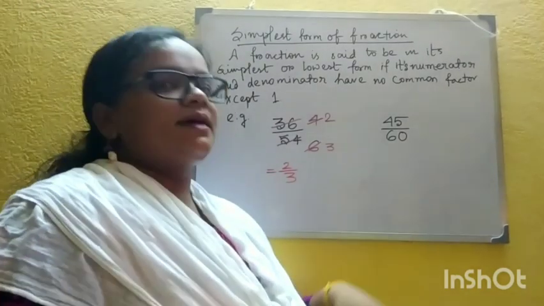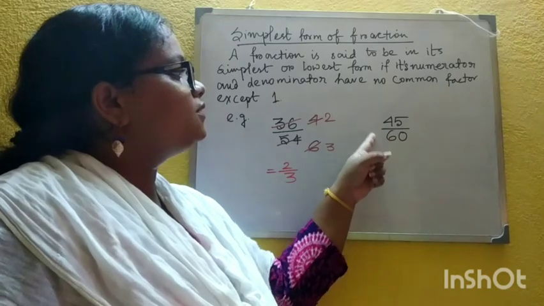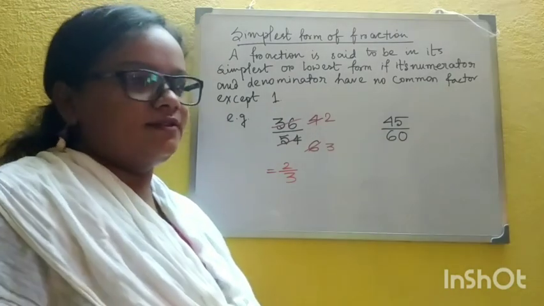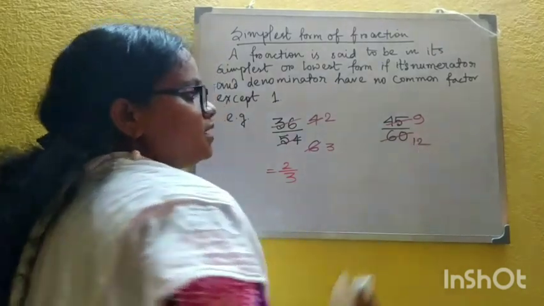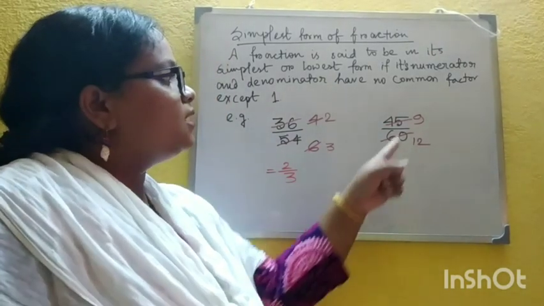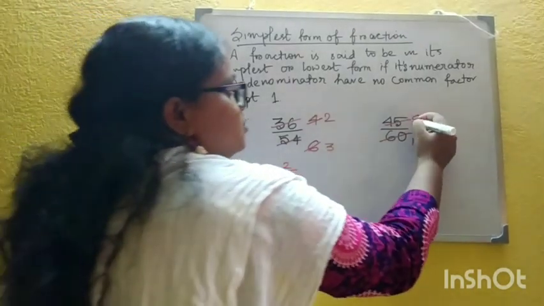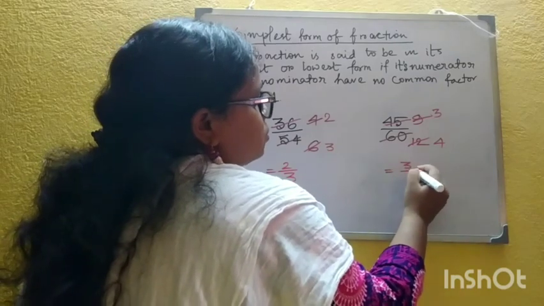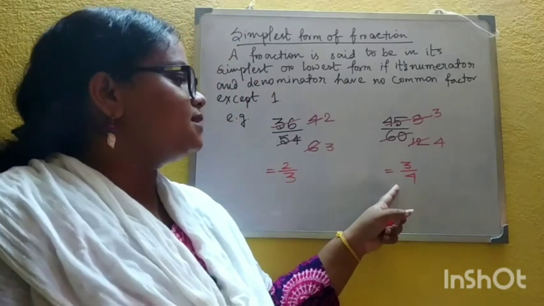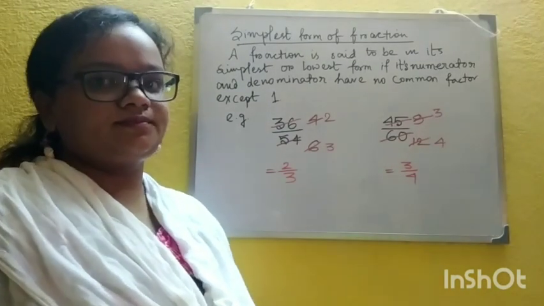In the second example, 45 by 60. Now we know both of these are divisible by 5. 5 9s are 45, 5 12s are 60. Now 9 and 12 are again divisible by 3. 3 3s are 9, 3 4s are 12. So 3 by 4 is the simplest form of this fraction, 45 by 60.